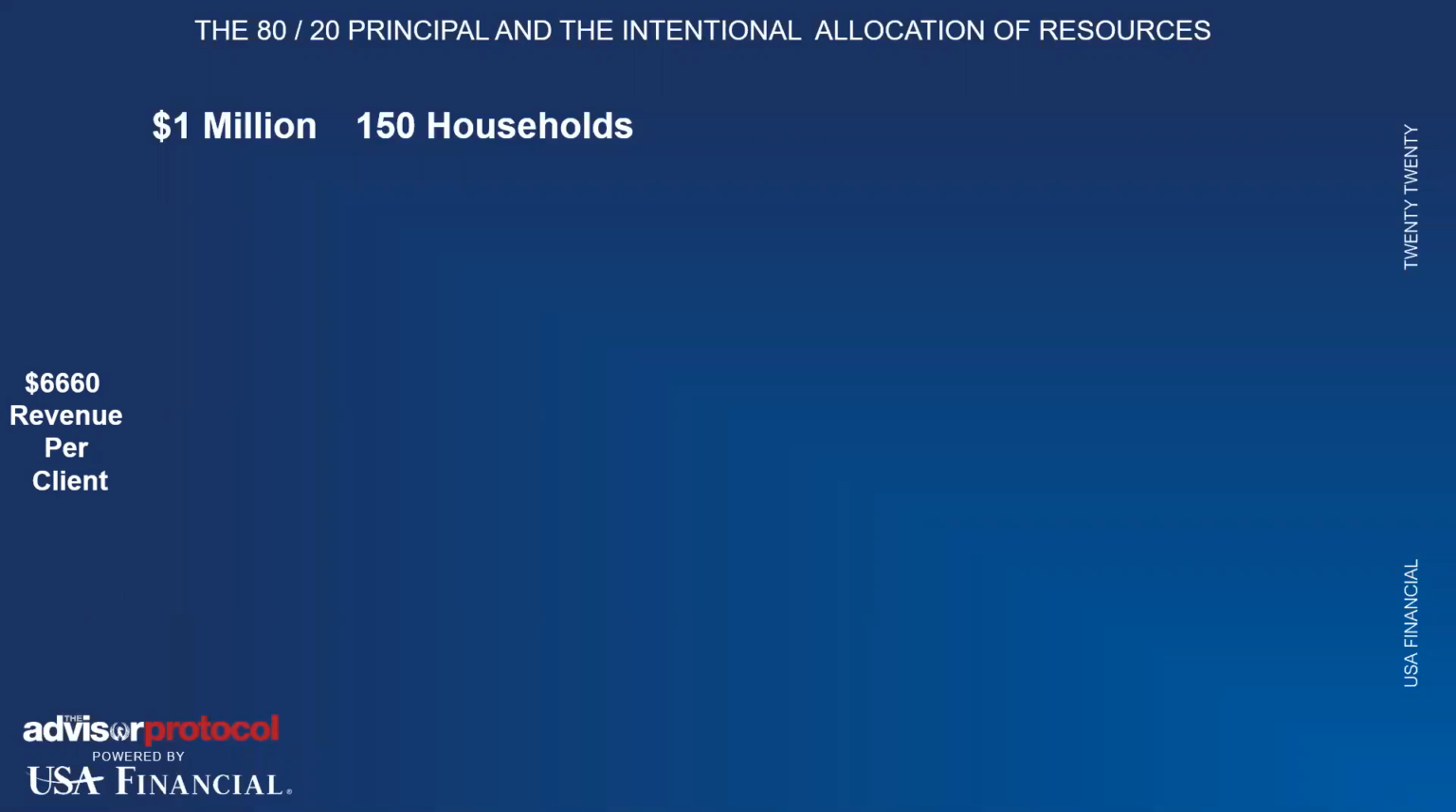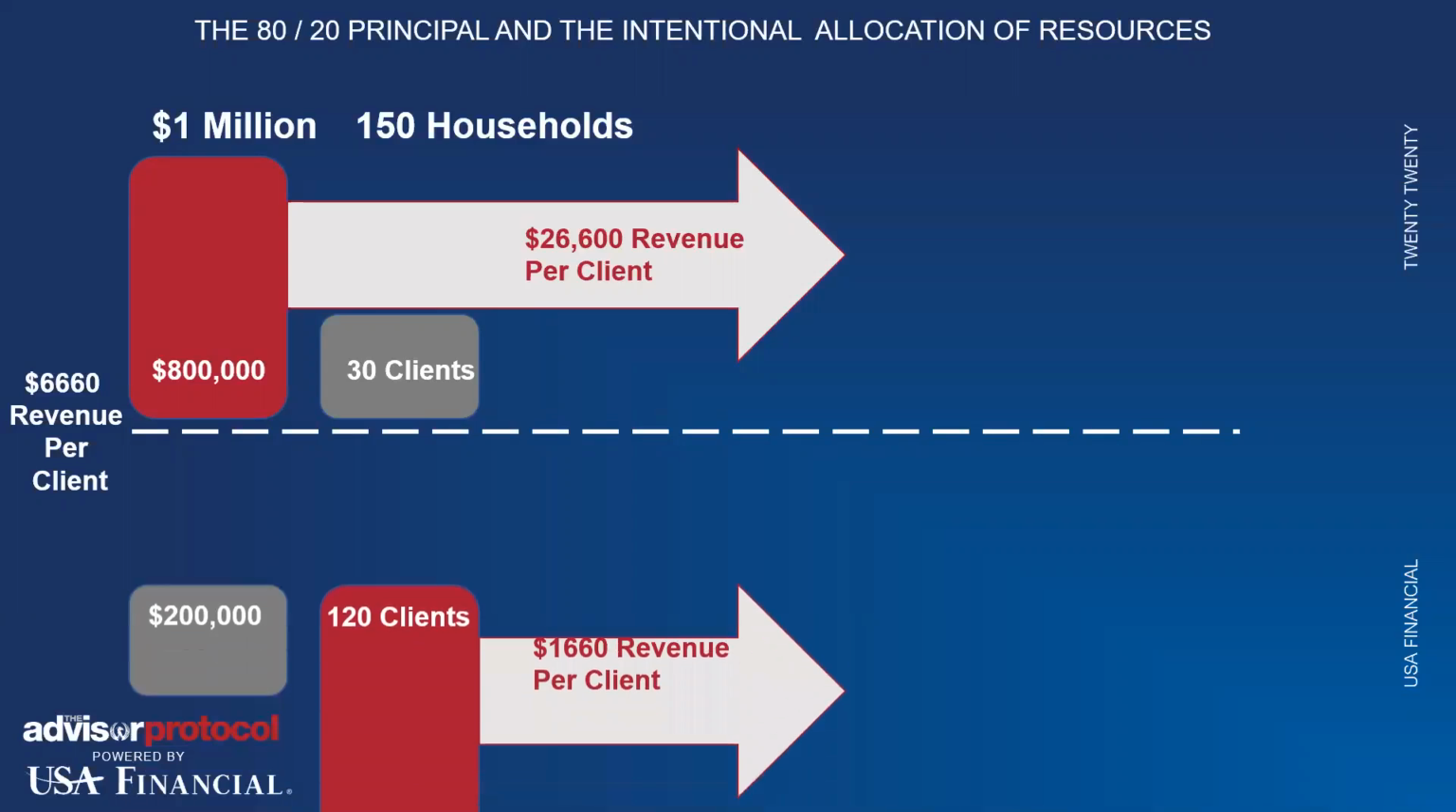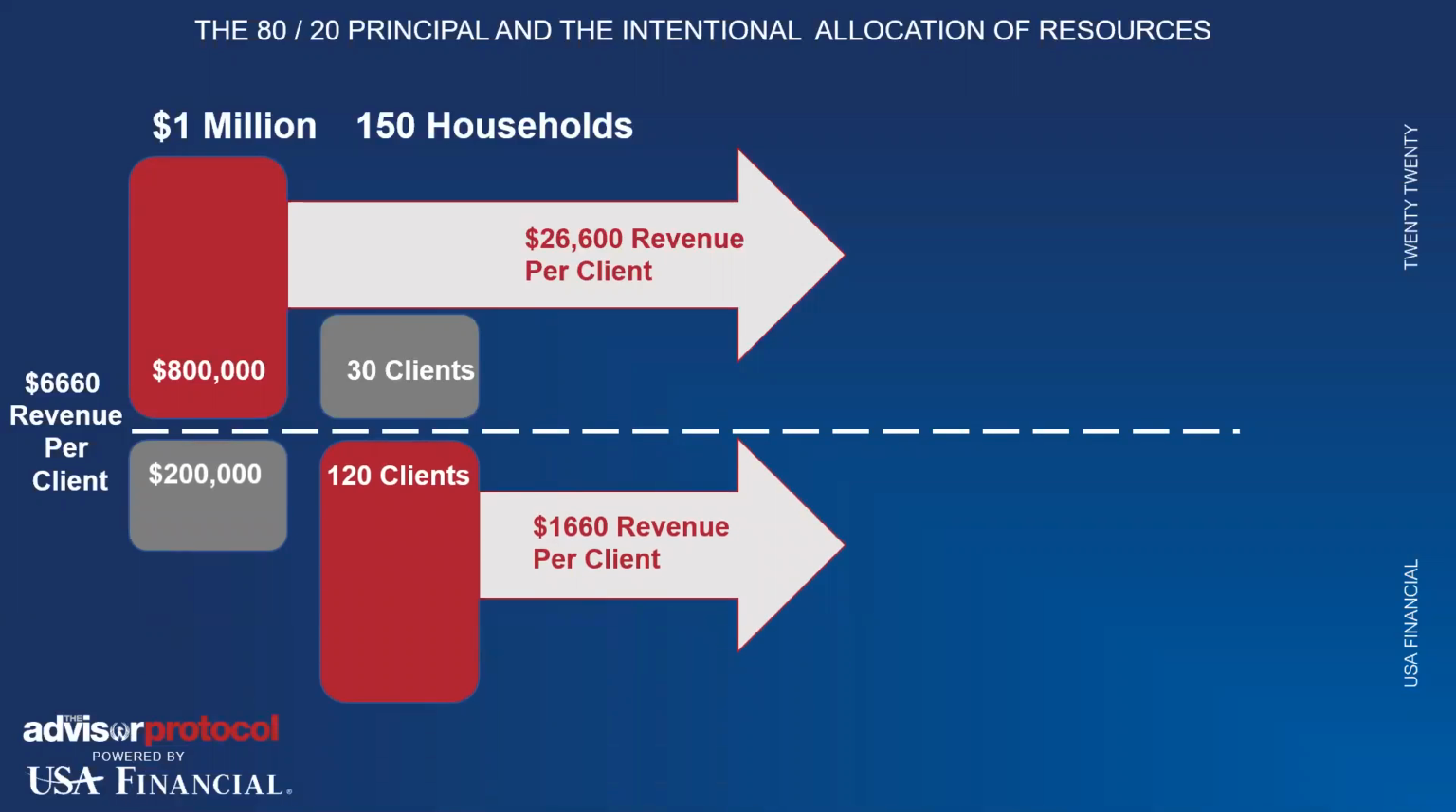But these advisors are like all of you, all of us, that said, yeah, I know that the 80-20 rule is happening in our practice. So the $6,600 couldn't be farther from the truth. A closer look reveals this. At 80-20, $1 million and 150 households actually means that $800,000 of revenue is being generated by 30 households, or 30 clients. About $26,500 of revenue per household per year. Now, that leaves below the line, of course, $200,000 of revenue to be generated by 120 clients, or a little over $1,600 of revenue per household per year.